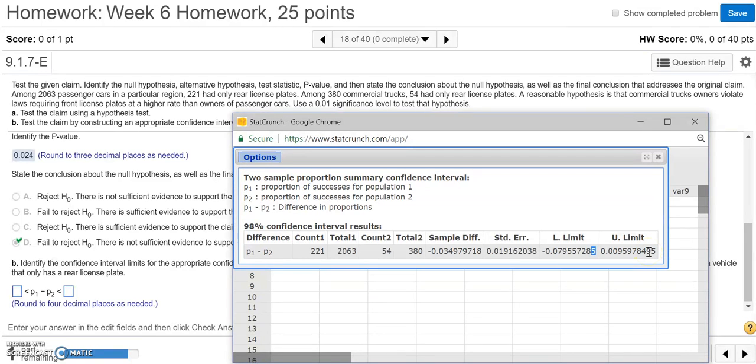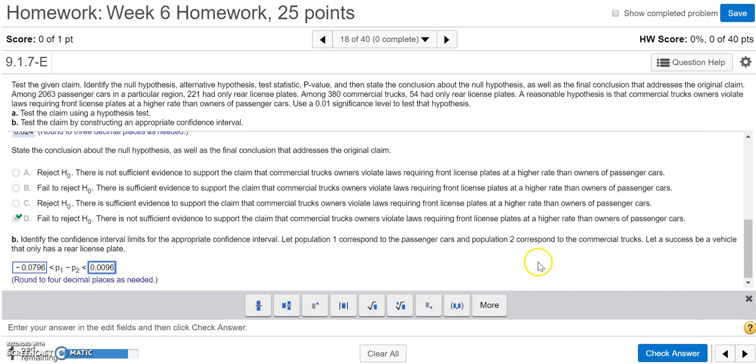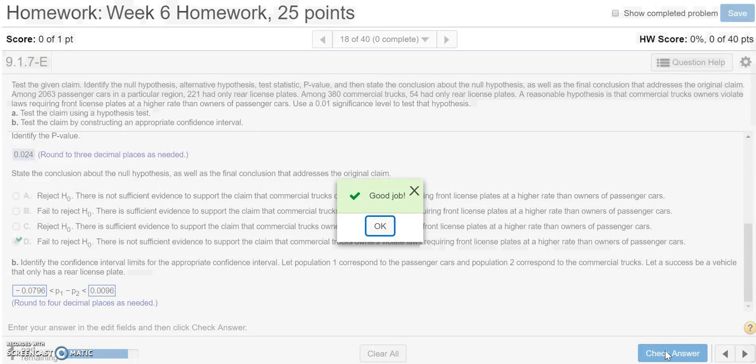So here I was asked to round to 4 decimal places, so I'm going to have 0.0796 and 0.0096 again. So there we've got those entered. Check. So that is the correct confidence interval.